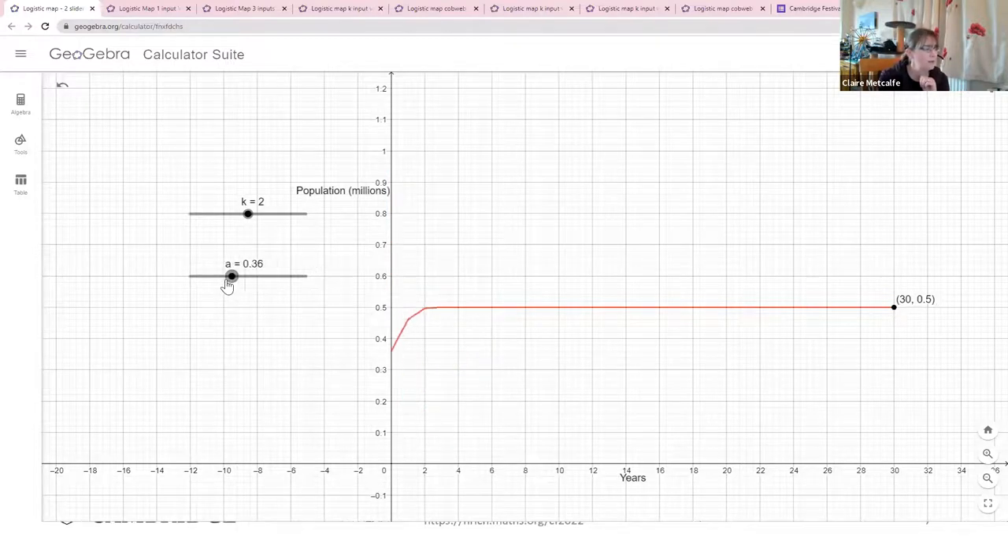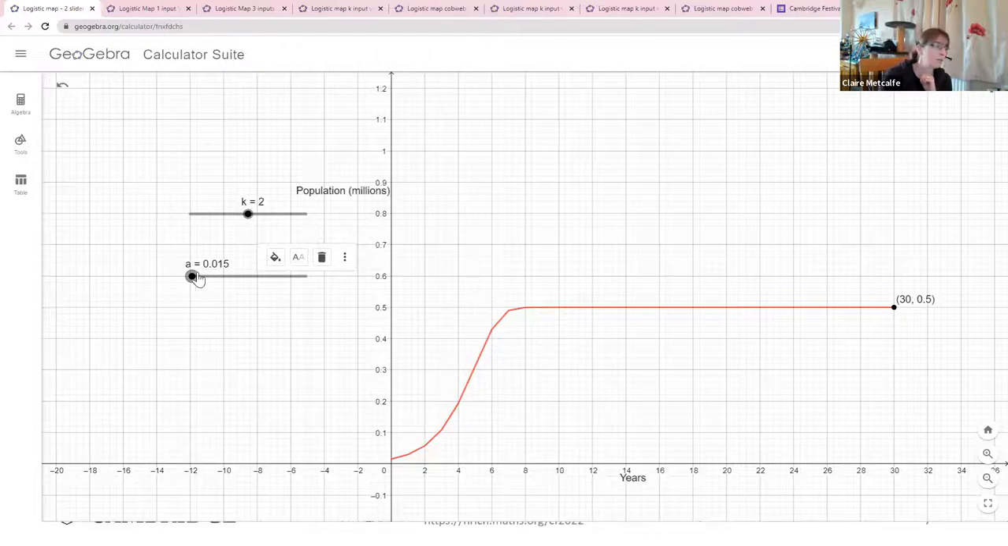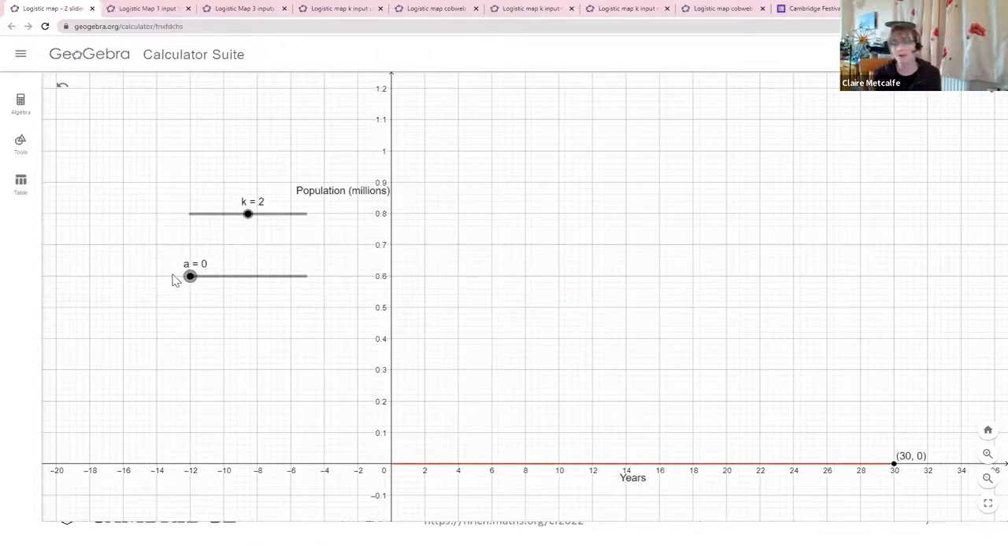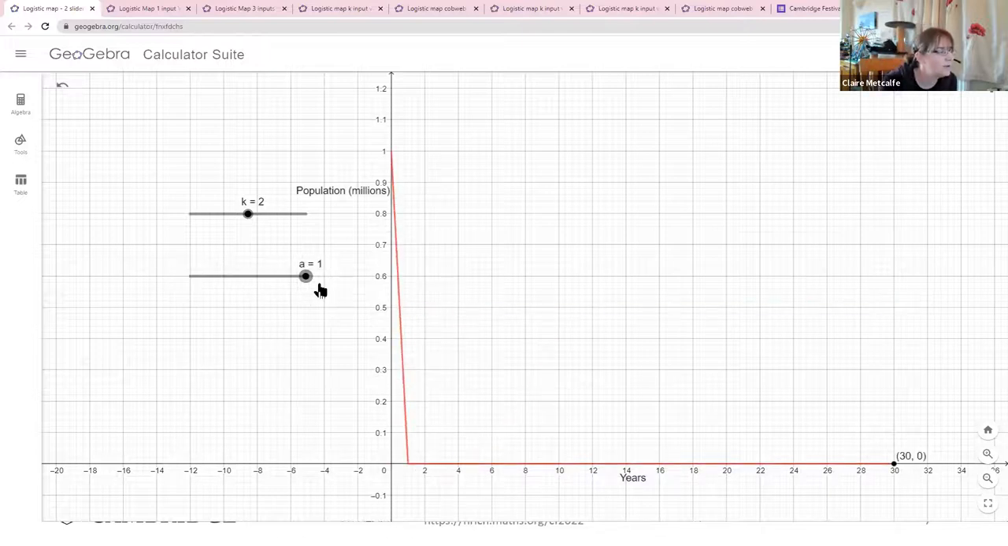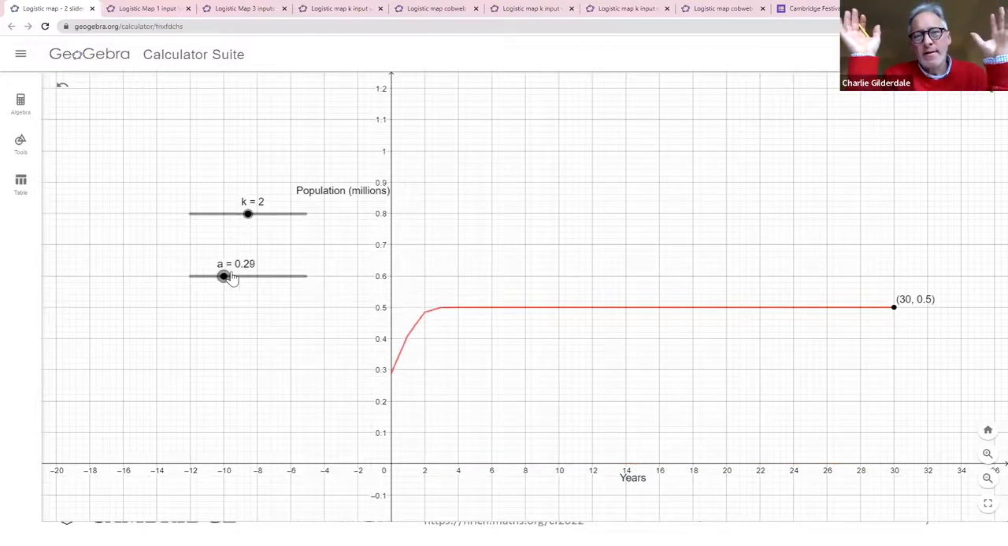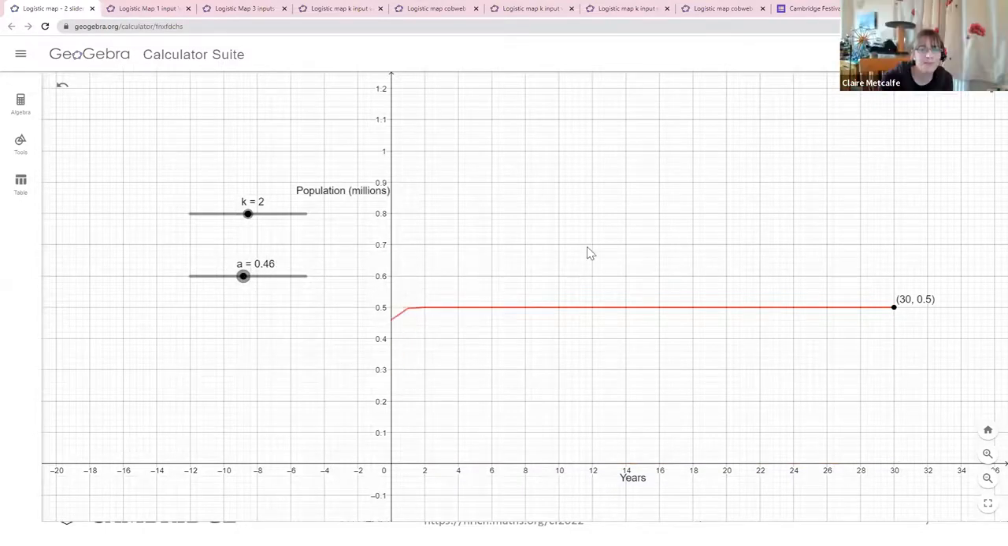And for the very small values, we start very low and then we gradually go up to get to 0.5. But you can also see that when you start on 0, you stay on 0. And actually, if you start on 1, the next year you get 0 and you stay on 0. So you could tell that that's going to happen from the equation, can't you? Yeah. Because if x_n is 0, you're going to be multiplying by 0.